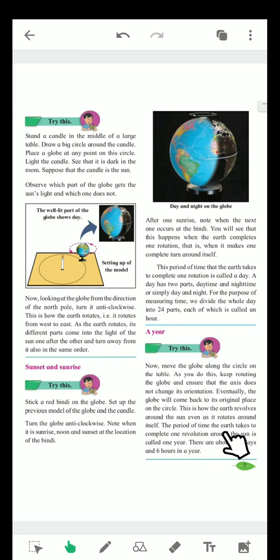The period of time the earth takes to complete one revolution around the sun is called one year, which means the earth takes one year, that is about 365 days, to complete one revolution around the sun. You have to learn this, that the earth needs 365 days and 6 hours in a year for completing one revolution around the sun.